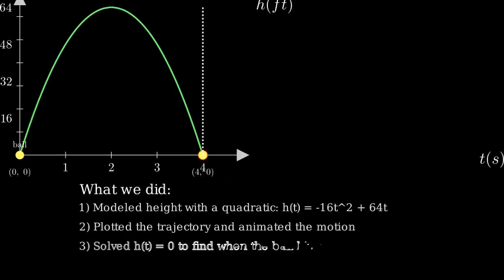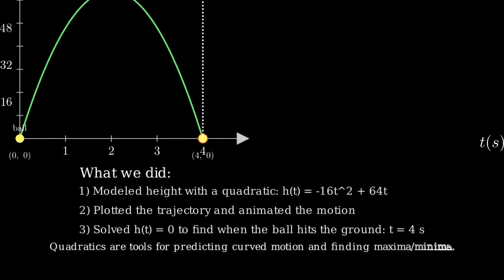Summary: the quadratic model gave us the height over time. Solving h(t) = 0 told us the ball is on the ground at t = 0 and t = 4 seconds. In practice, quadratics help engineers and scientists predict trajectories and find maximum heights and times. Quadratic equations are used to design and predict real-world systems, from sports and ballistics to architecture and engineering. Whenever we see a curved path or need maxima and minima, quadratics are often the right tool.